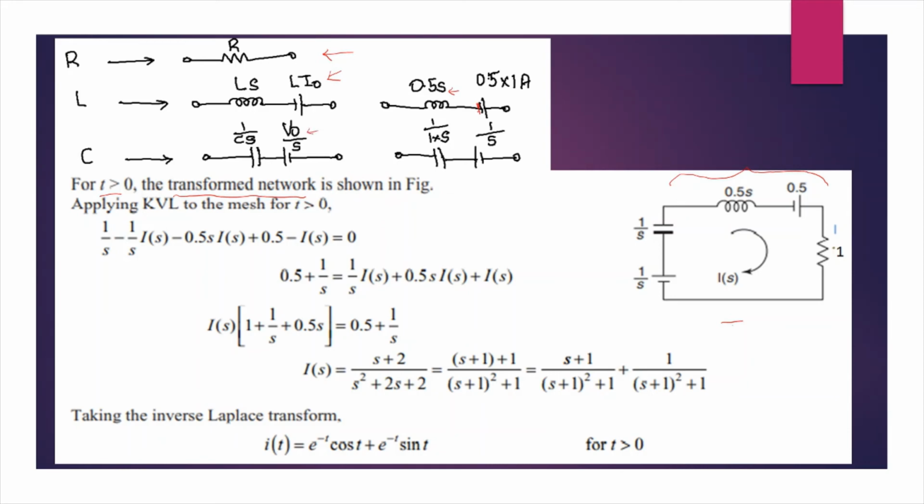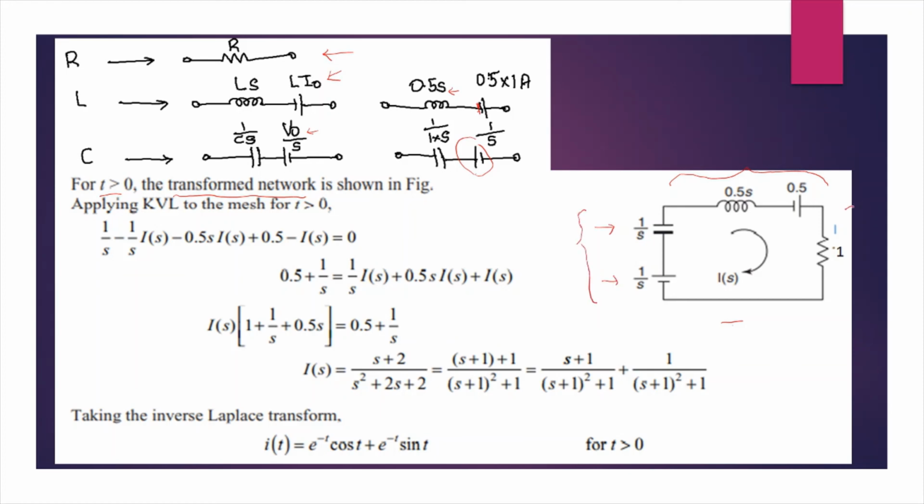So 1 by C, the value of capacitance is 1 farad, so it is 1 by 1 into S, which is nothing but 1 by S. And a voltage source has to be drawn along with it, which shows the initial condition. So that initial condition is V0 by S. V0 we found out to be 1 volt. So 1 divided by S. So that is what is shown here. So this is how a capacitor is represented.